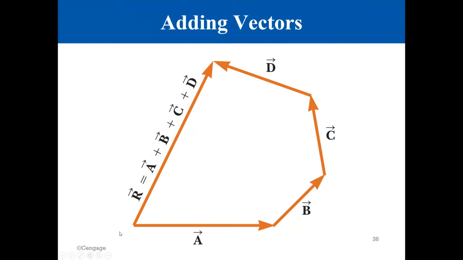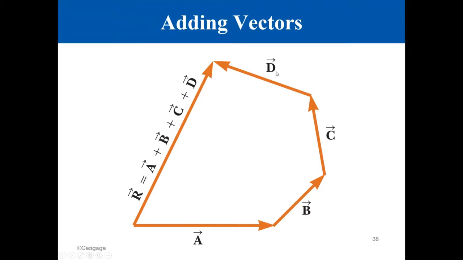Here we have four vectors. Displacement A followed by displacement B followed by displacement C followed by displacement D. What is the net displacement? The answer, you connect one vector from the starting point to the final point. So this vector is equivalent to A plus B plus C plus D.